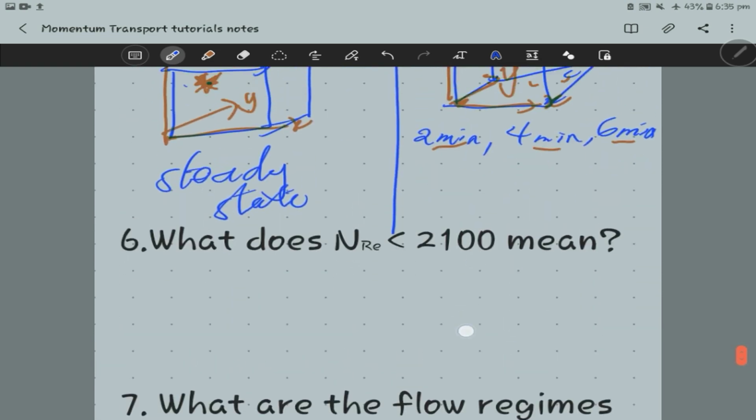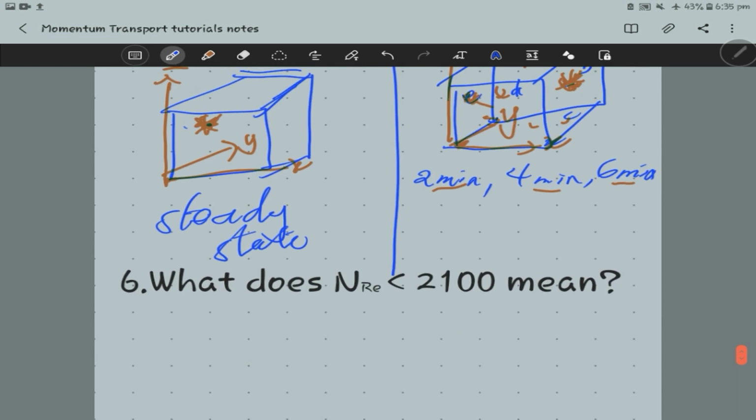So now let's go to this one. What does it mean when NRE is less than 2,100? To be able to understand, you must know what this represents. As we've seen, this NRE here is the same as RE, which is the Reynolds number. So if we have an NRE or RE, the Reynolds number, less than 2,100, then we are saying that we have a laminar flow.